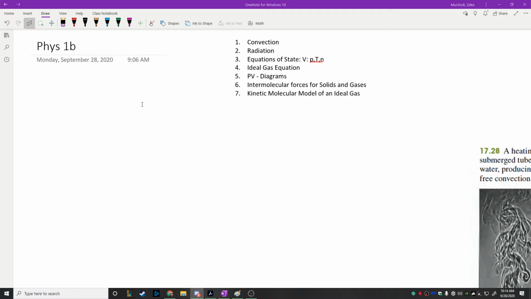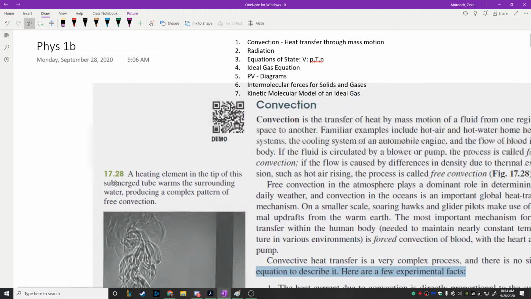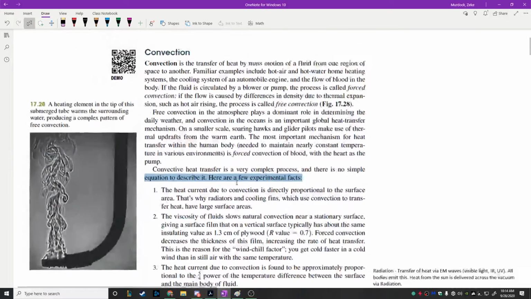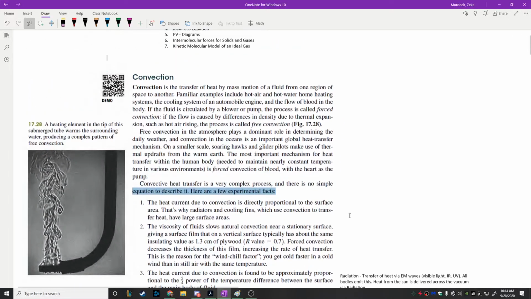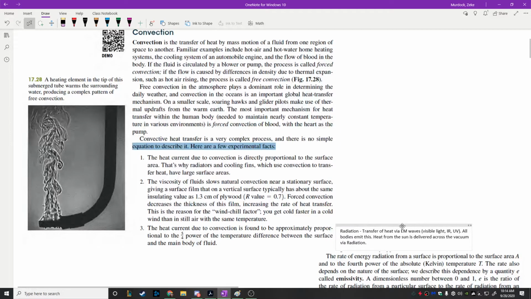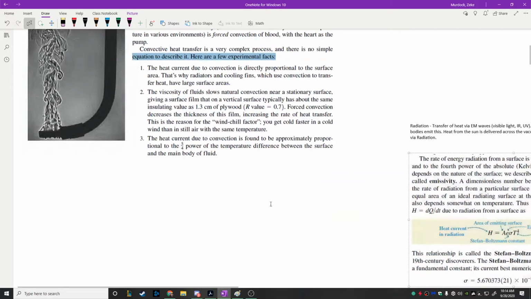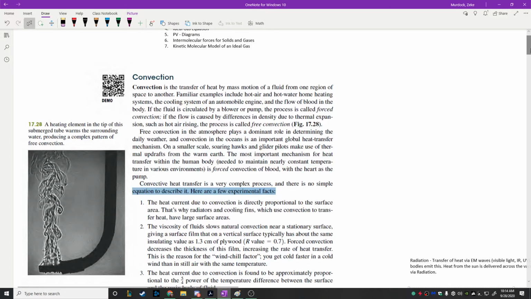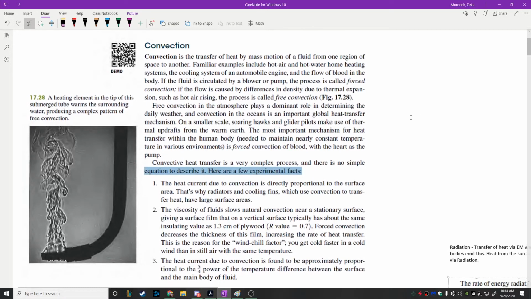So convection is basically heat transfer through mass motion. The convection oven works off the idea that if you can get the air inside the oven moving around, you can make it so that food heats more evenly, like you said. So I just pulled this out of the book because we don't have mathematics to talk about convection, but we do know some things about convection.